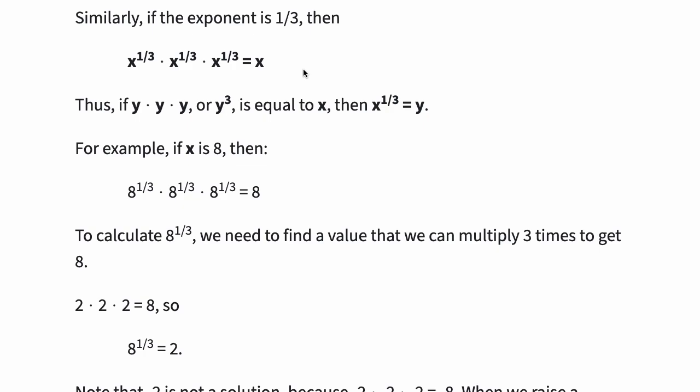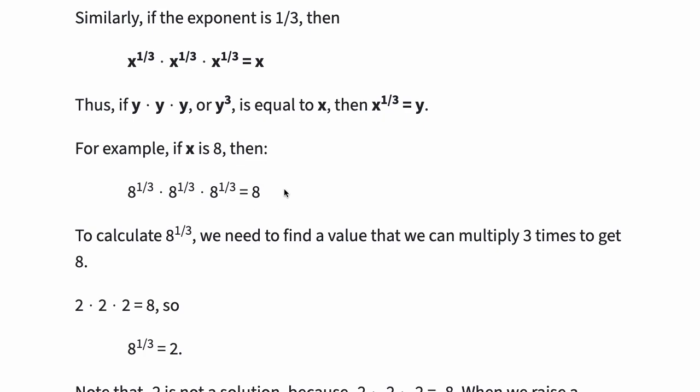Similarly, if the exponent is 1/3, then x to the 1/3 times x to the 1/3 times x to the 1/3 equals x. Thus, if y times y times y, or y cubed, is equal to x, then x to the 1/3 equals y. For example, if x is 8, then 8 to the 1/3 times 8 to the 1/3 times 8 to the 1/3 equals 8.